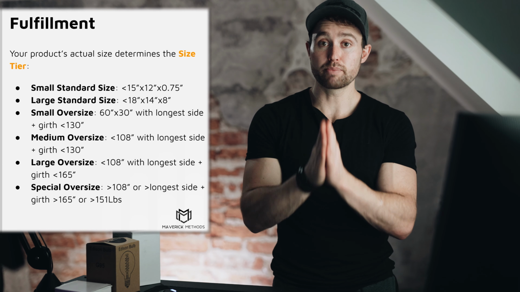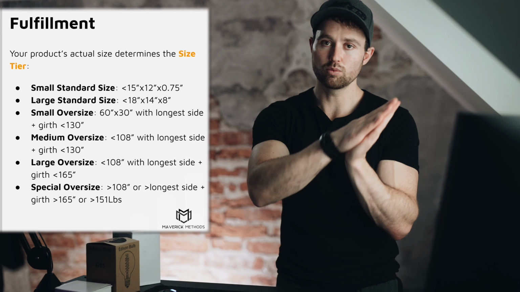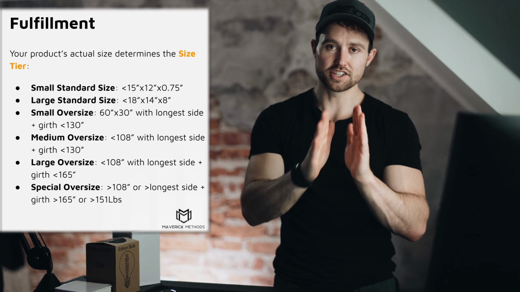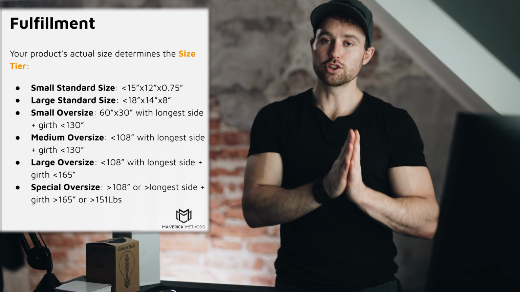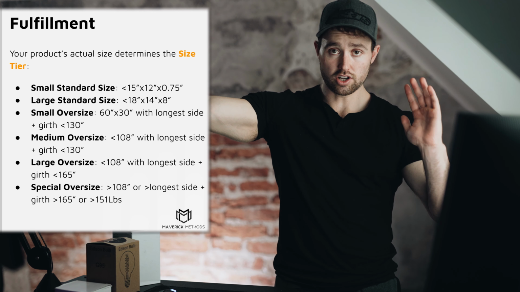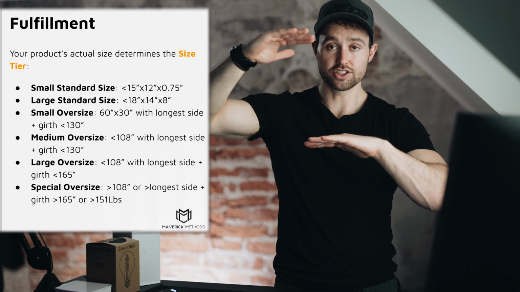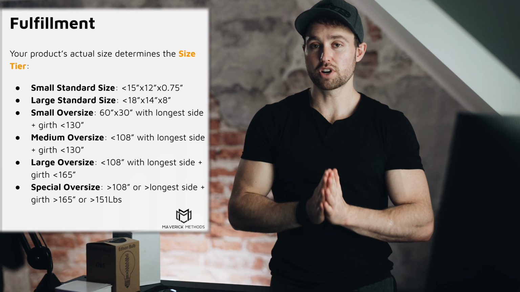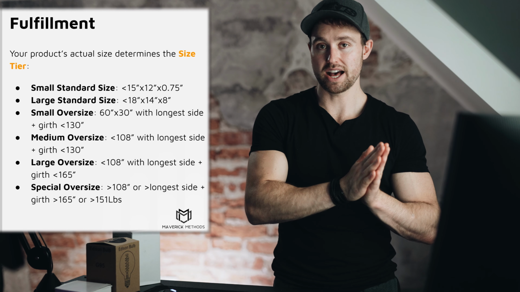And lastly, special oversize. This is basically when your product just doesn't match any of the others. When your product's longest side's over 108 inches, or your longest side plus girth is over 165 inches, or your product is over 151 pounds.